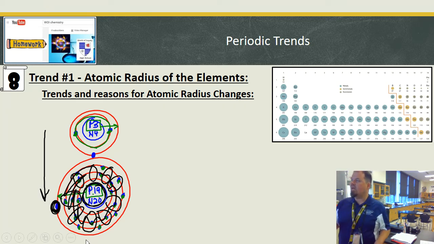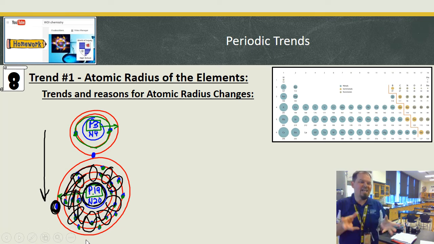19 protons should be doing a better job than 3. Let's be honest, 19 is stronger. But as I go down the periodic table, my effective nuclear charge is going to go down because my electron shielding is going way, way up.